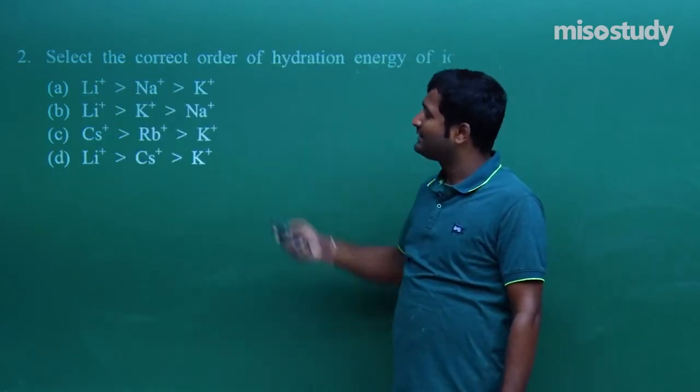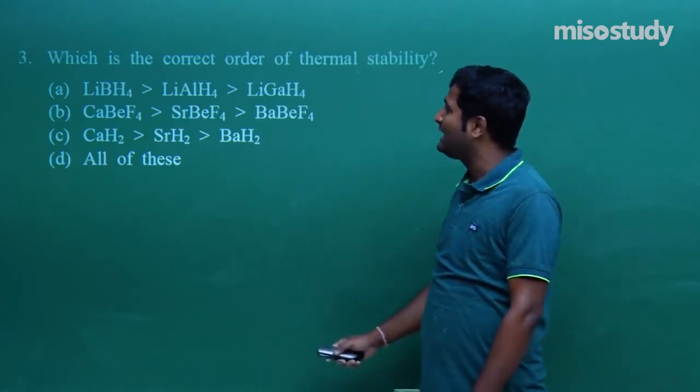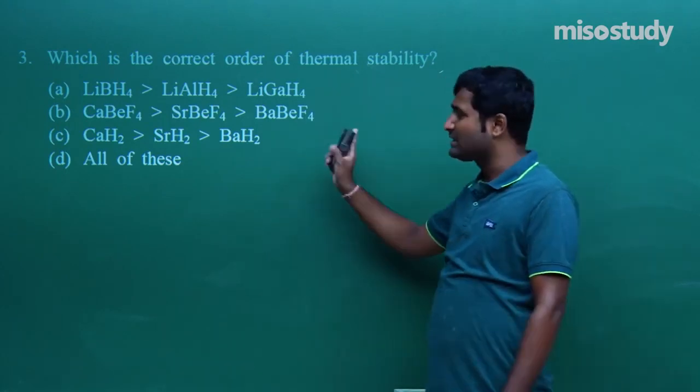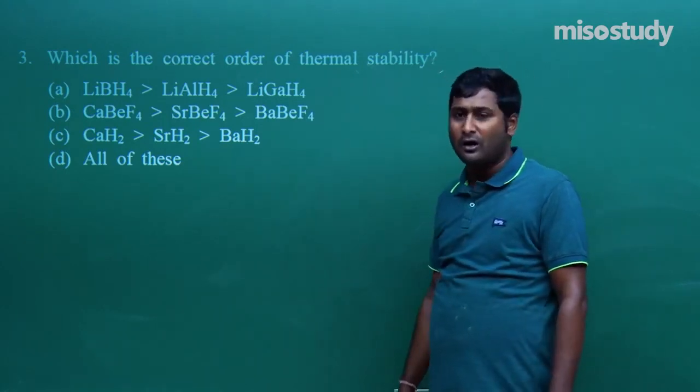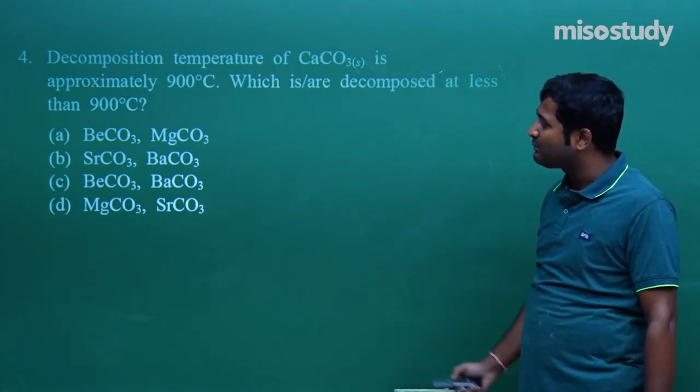Again reviewing the things, look at the first one, what is the answer? CaO. Second one, option A. Third one, LiBH4, LiAlH4, Li: this one is correct, this one is also correct, this one is also correct, then all of these. Now let's move to 4: BeCO3 and Mg. Option A is correct.